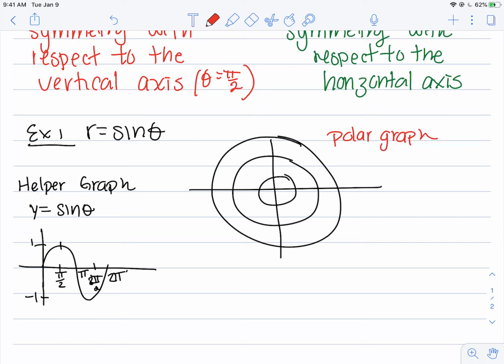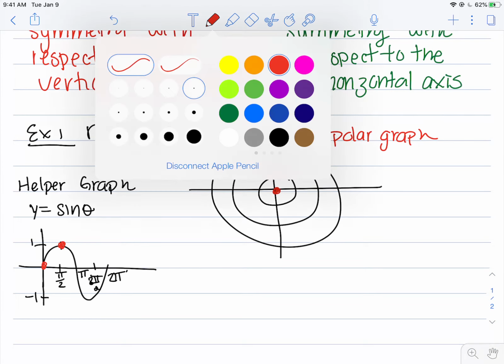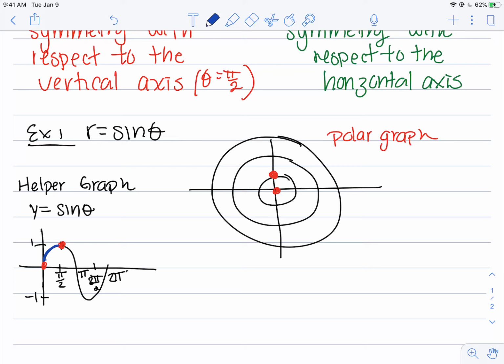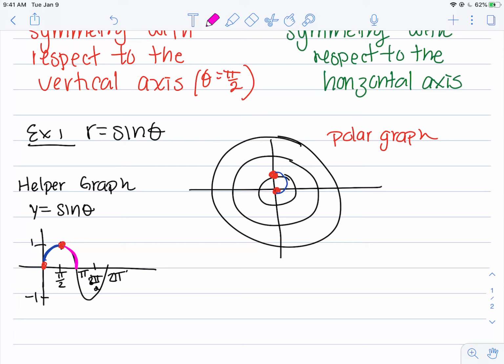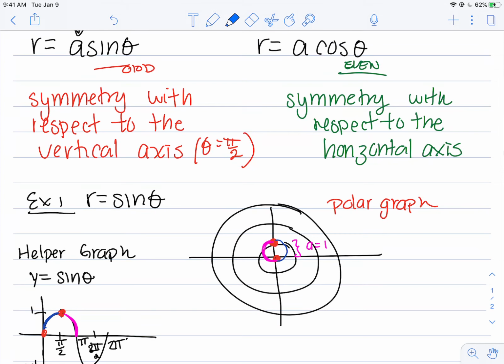Okay, so for your polar graph, we can start with 0, 0. At 0 degrees, the r value is 0. At pi over 2, the r value is 1. Okay, so I'm at 2 dots here. In between those values, the output is increasing, so your r value is increasing. And then you go back to 0, but this time they're decreasing. So now we have a circle with a diameter of 1. Notice how we have symmetry with respect to the vertical axis, because we have a sine function.